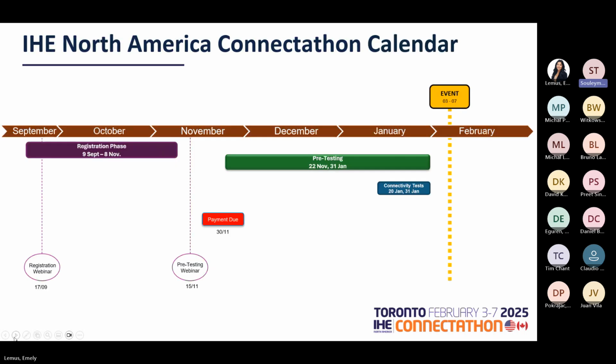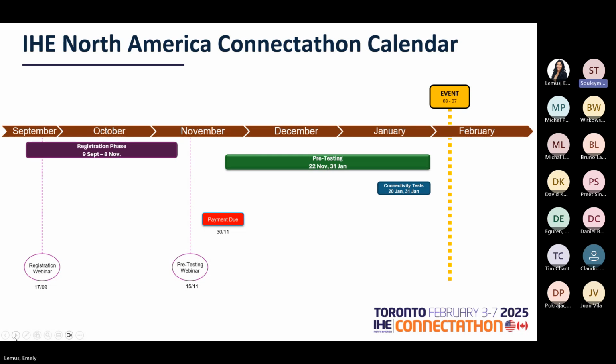Okay, so this calendar just shows an overview of the registration period, the pre-testing, and the connectivity. As you know, in the Connectathon, we have three main phases: the registration phase, the pre-testing phase, and the connectivity phase, and then we have the event itself. The connectivity is not needed for everyone, because normally all participants should be on site in Toronto. If all participants are on site, you don't need to perform the connectivity. The connectivity is just for participants who take part in the event remotely.